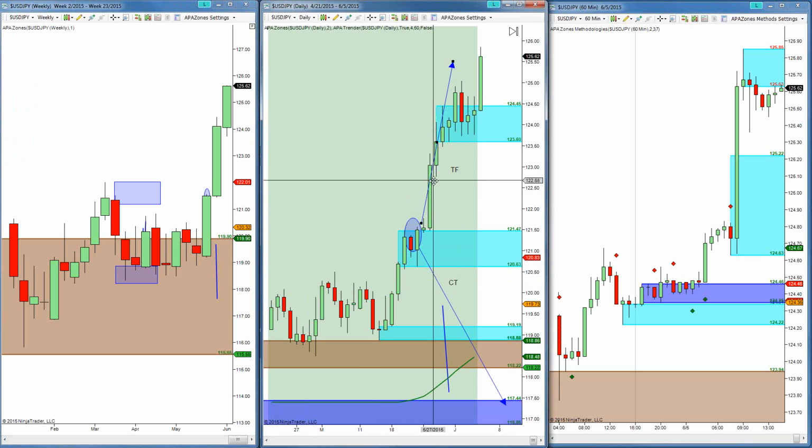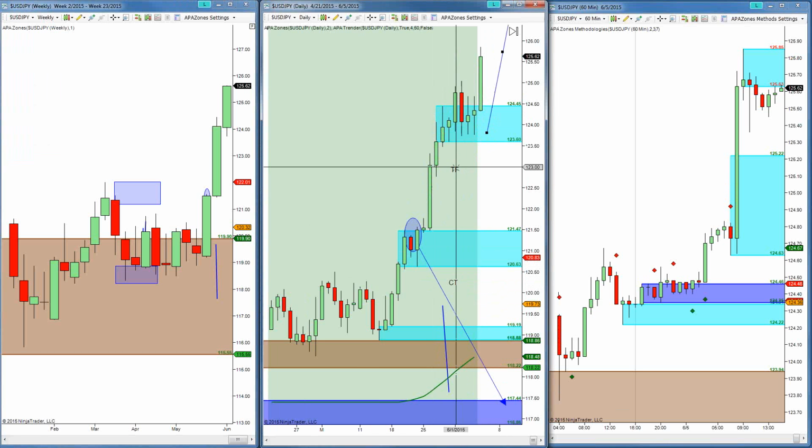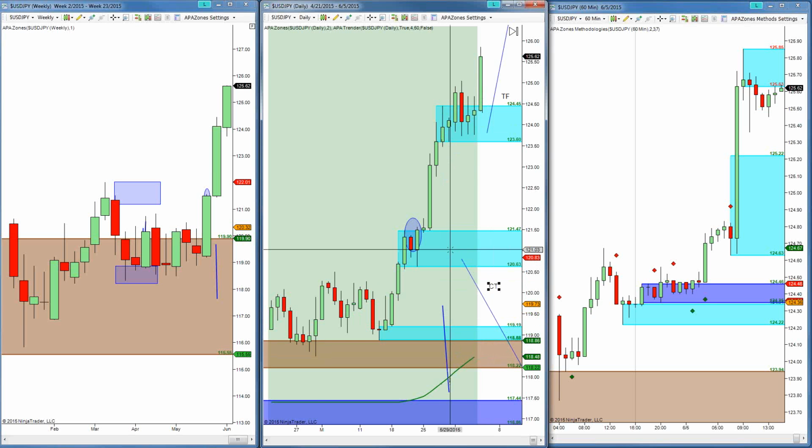Again, trend follow to the long side, counter trend to the short side. We want to define the trend and then run with the trend as much as possible.